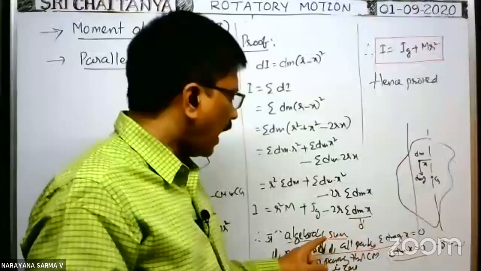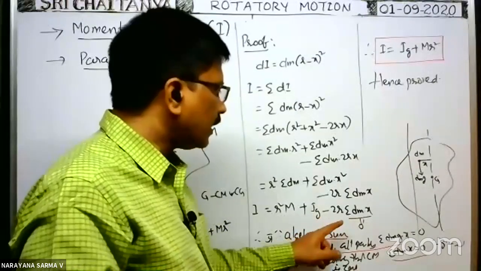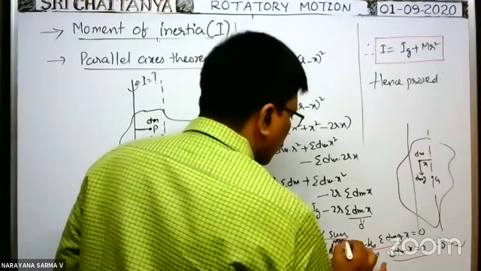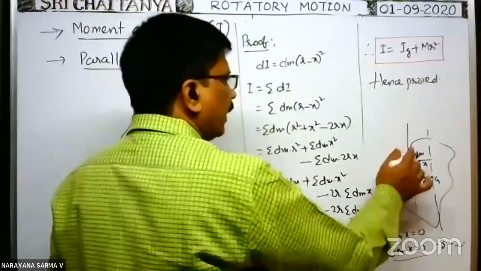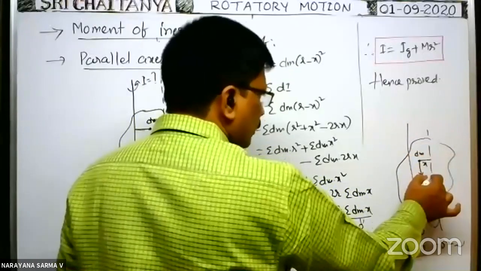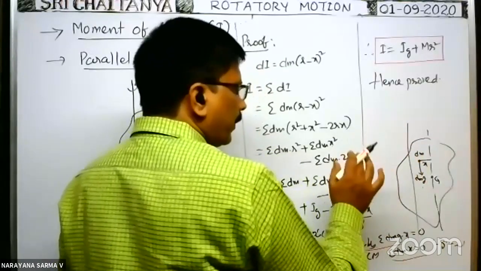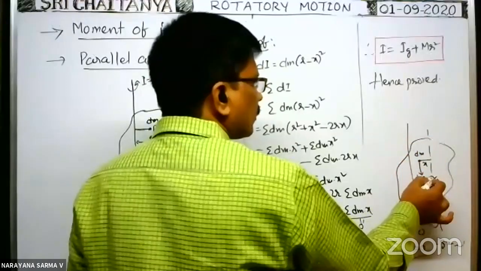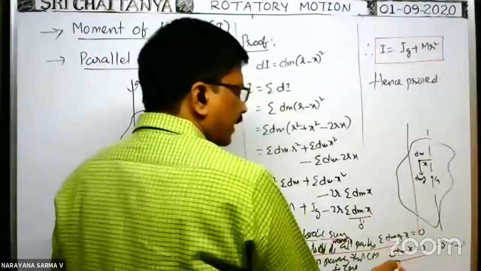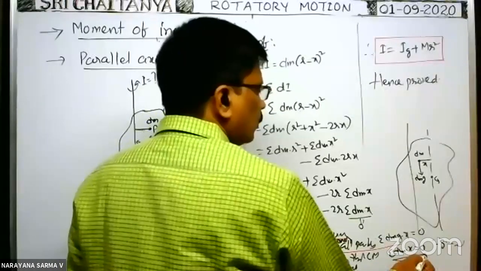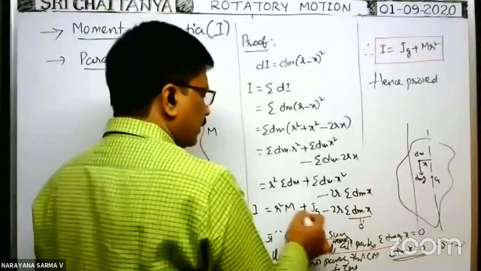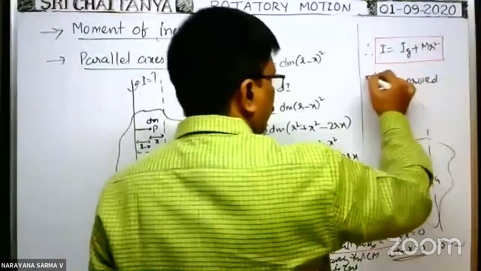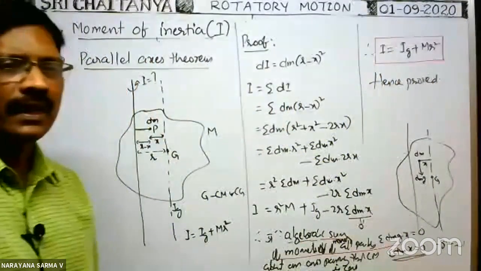Here, the algebraic sum of moments of masses of all particles about an axis passing through the center of mass is 0. Or the moments of weights of all the particles about an axis passing through the center of mass is 0. Based on that condition, we can write sigma dm into x is equal to 0. You put sigma dm into x as 0. Then of course something into 0 is 0. So I is equal to Iz plus mr square. Hence proved. It is the parallel axis theorem.